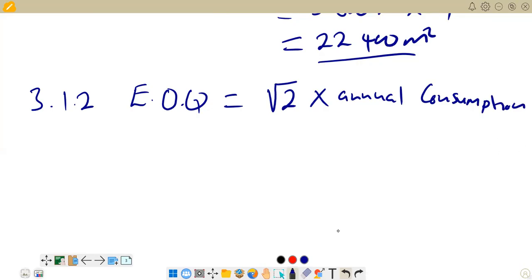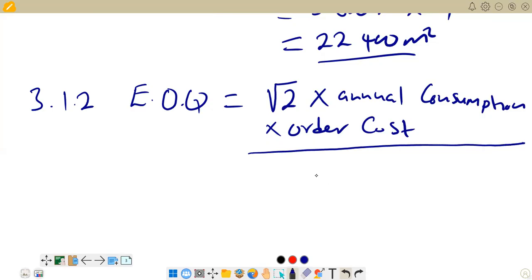And then after multiplying by annual consumption, you also multiply by order cost. So this is going to be our numerator. Then our denominator is going to be the holding cost. So that's what we have.